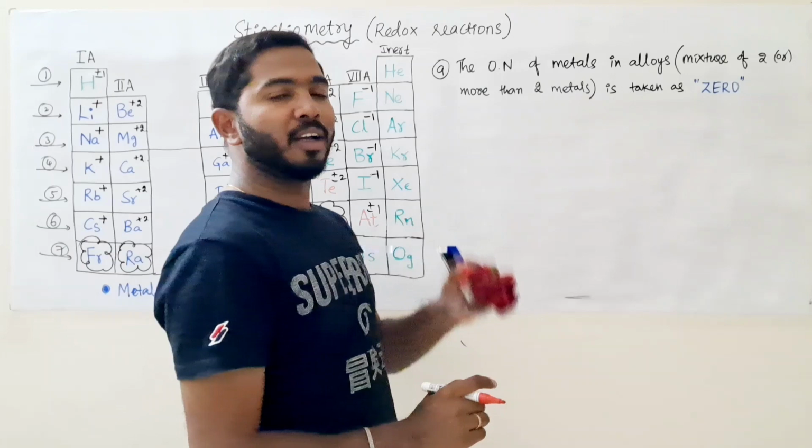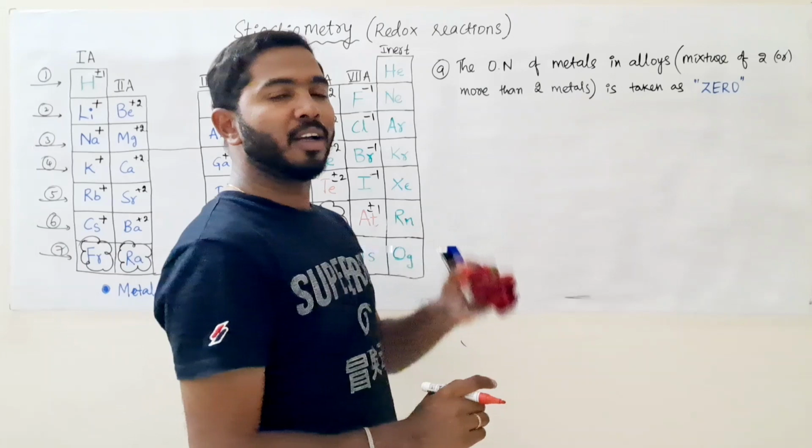So if we talk about the oxidation numbers of these elements in these alloys, we can take the oxidation number as 0. It's not only in these two examples; we can take any alloy. In those alloys, the oxidation numbers of those metals are generally taken as 0.